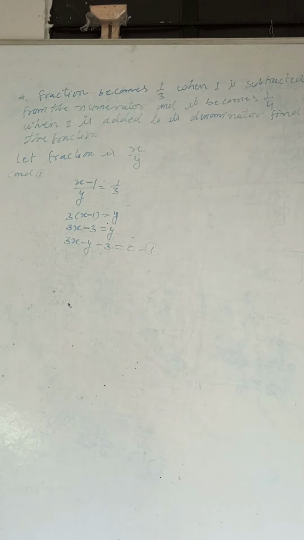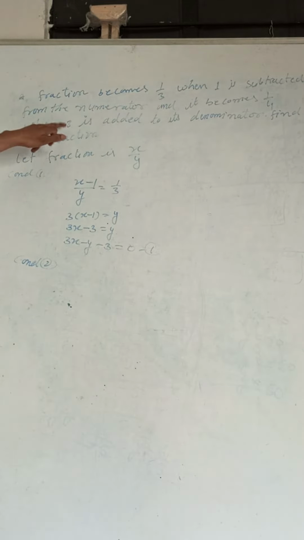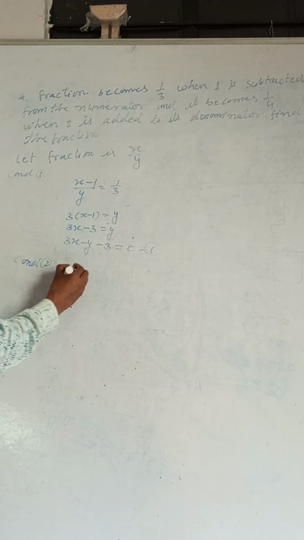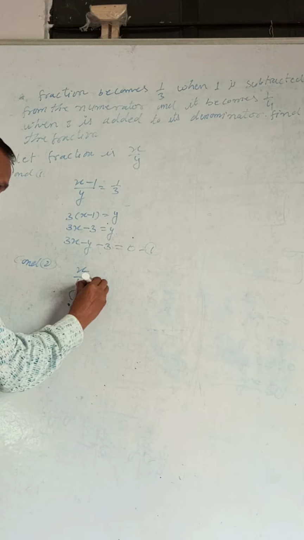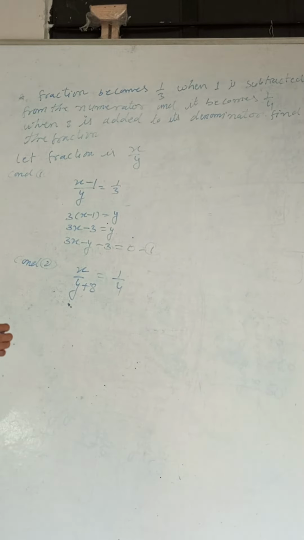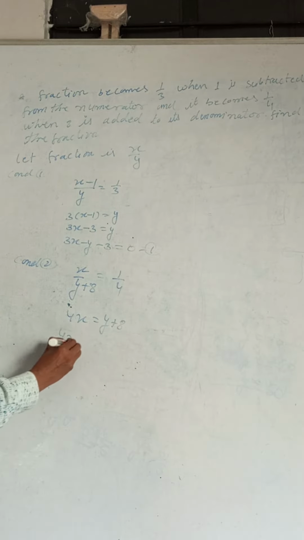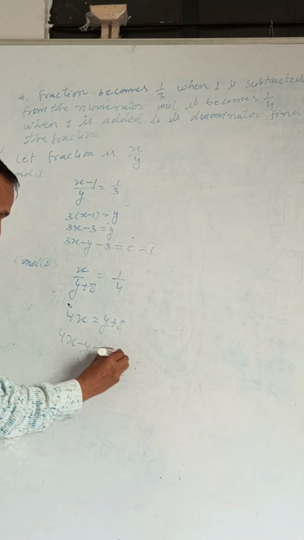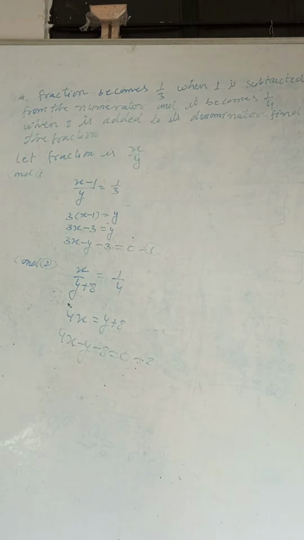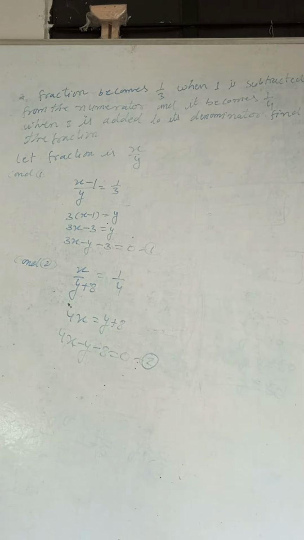Now we are going to learn another one, second condition. What is the second condition? Condition number 2. What is that condition number 2 given? Condition number 2 given, it becomes 1 by 4 when 8 is added to its denominator. So what is the fraction? Fraction is x by y. Added 8 in the denominator, it becomes 1 by 4. Cross multiplication, it will become 4x is equal to y plus 8. We can write 4x minus y minus 8 is equal to 0. Equation number 2 we got. Now solving this one by the cross multiplication method.